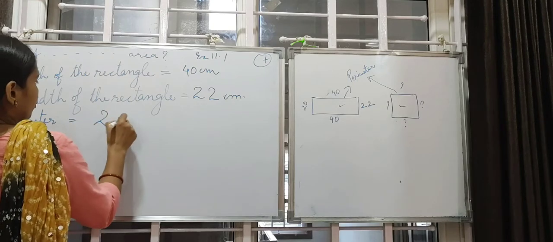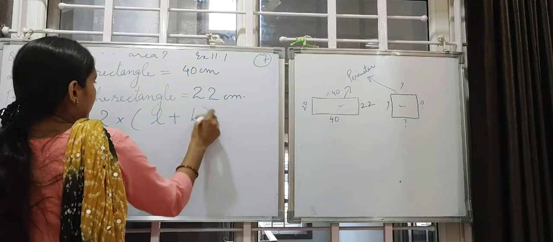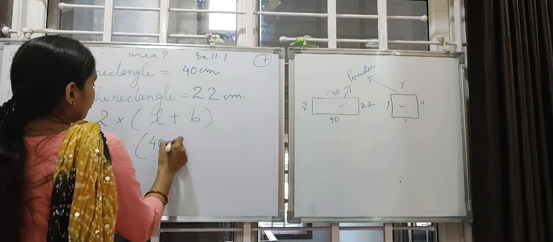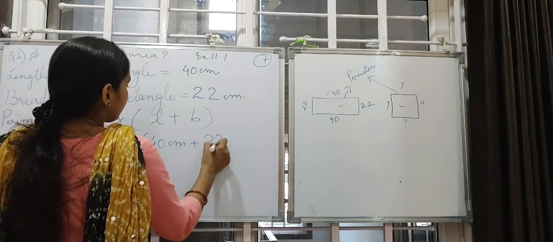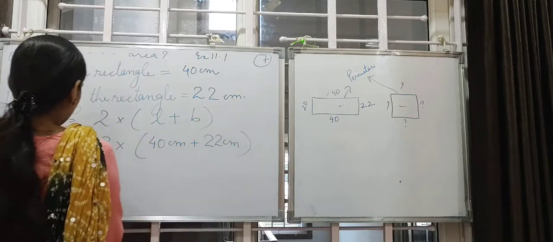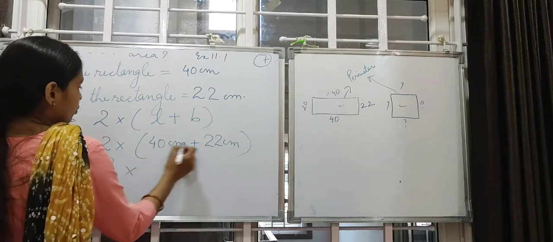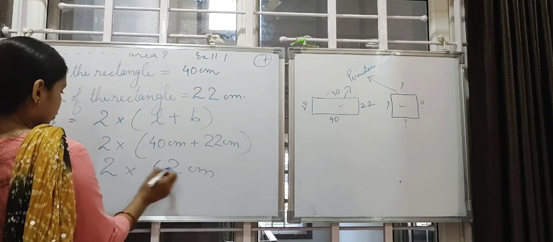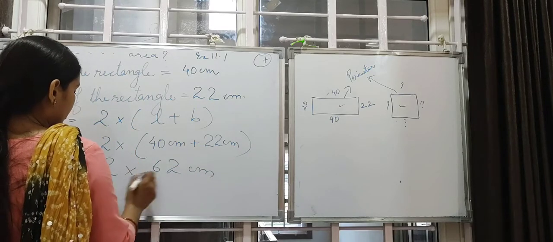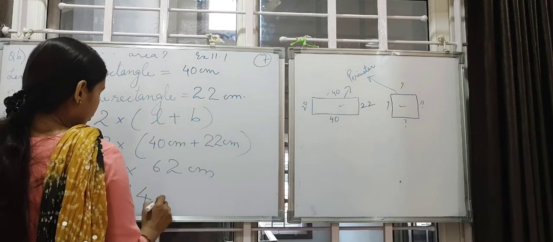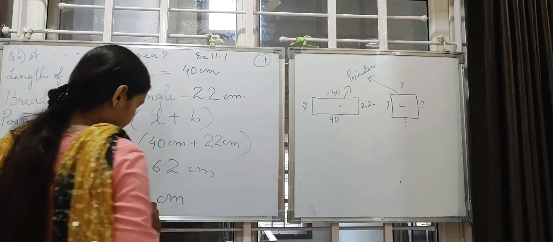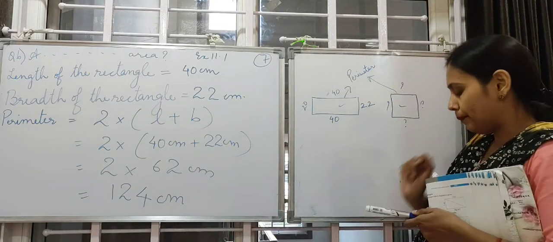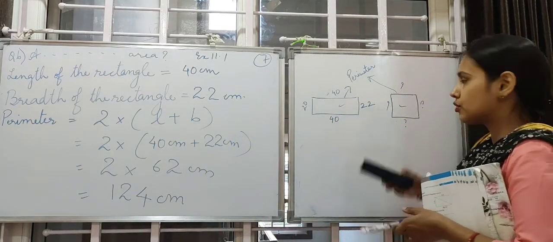So we find the perimeter. Perimeter is equal to 2 into length plus breadth, which is equal to 2 into 40 centimeter plus 22 centimeter, which is equal to 2 into 62 centimeter, which is equal to 2 2s are 4, 2 6 are 12, 124 centimeter, which is equal to the perimeter of the square.